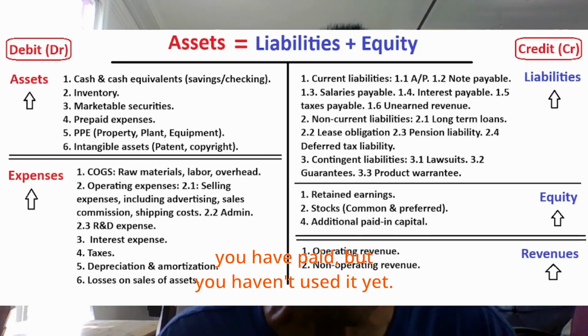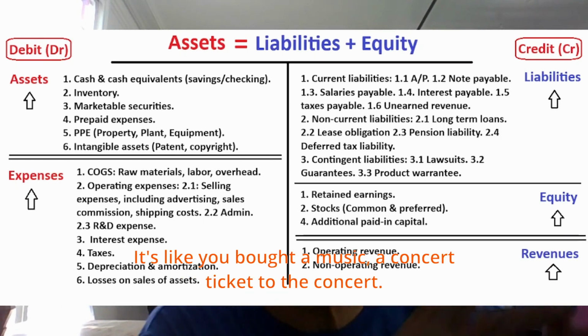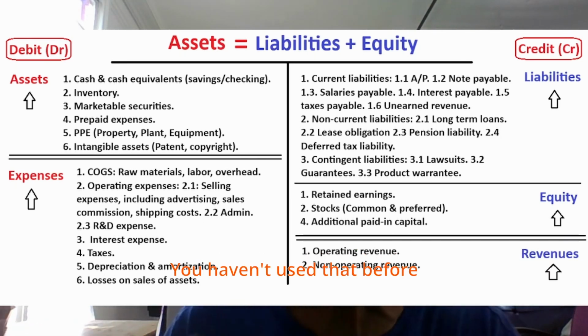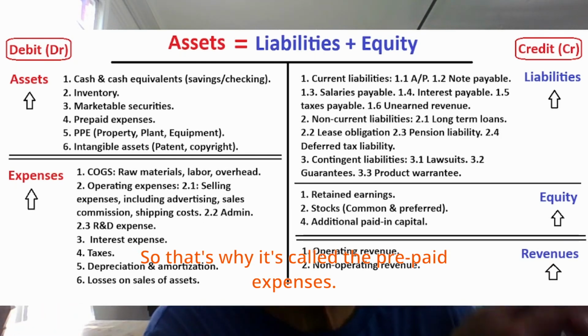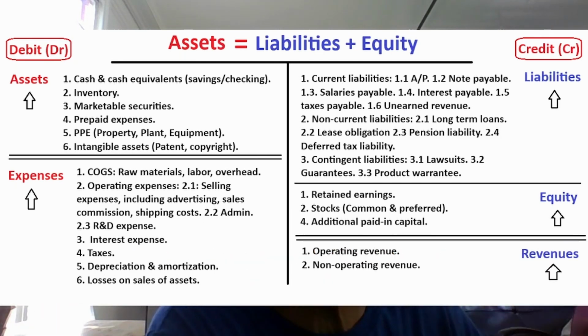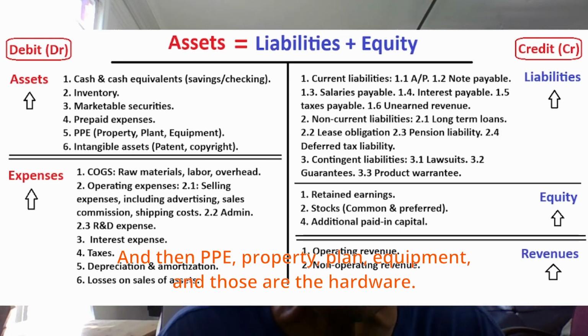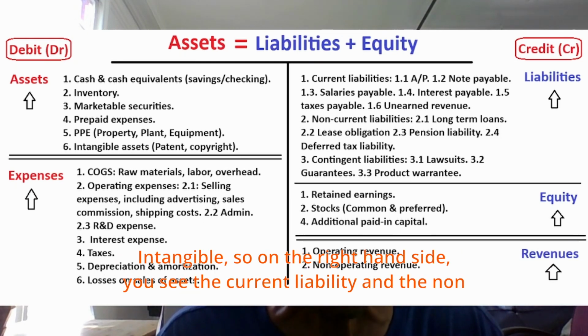Okay. Prepaid expenses mean something you have paid but haven't used yet. It's like you bought a ticket to a concert. You haven't used it before; you can still sell it for cash. So that's why it's called prepaid expenses. And then PPE, property, plant, equipment, those are the hardware.